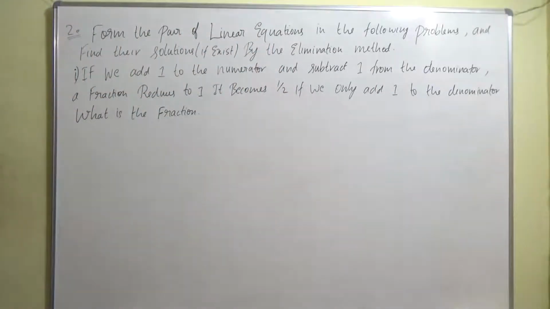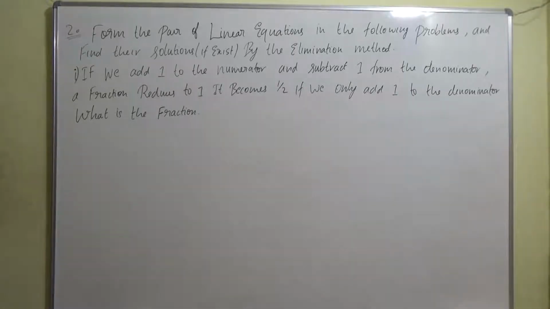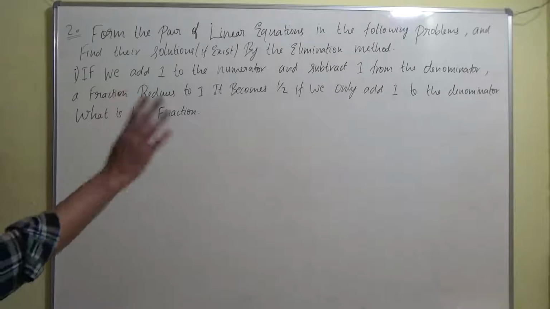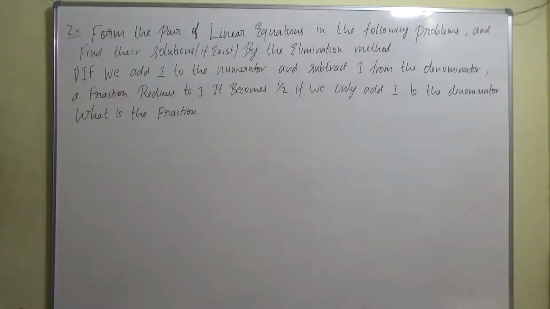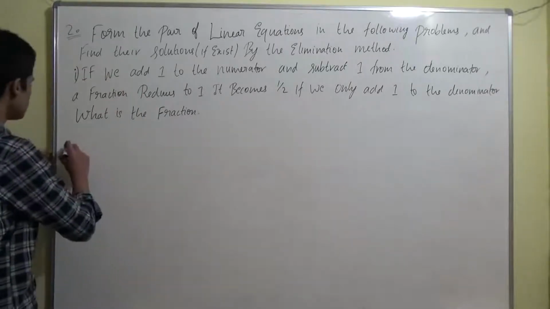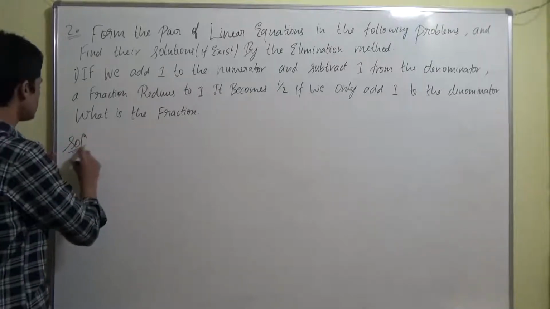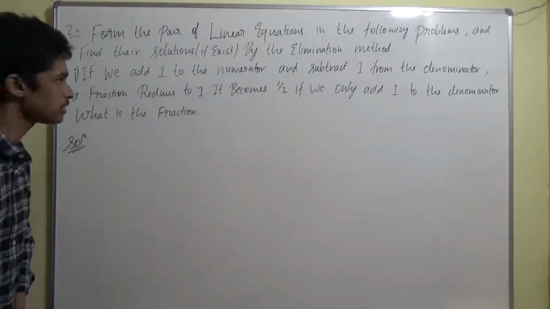The question says: form the pair of linear equations in the following problems and find the solution, if it exists, by the elimination method. The first sub question says: if we add 1 to the numerator and subtract 1 from the denominator, a fraction reduces to 1. It becomes half if we only add 1 to the denominator. What is the fraction? Done. So I hope you people got the question, guys. It's quite easy to understand as well.